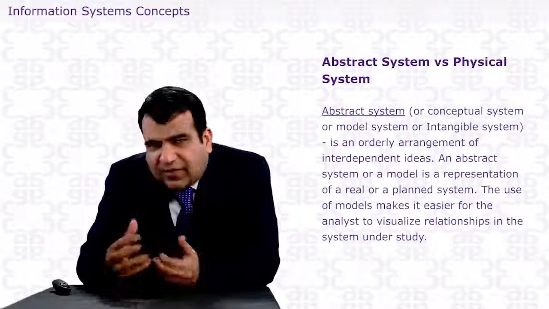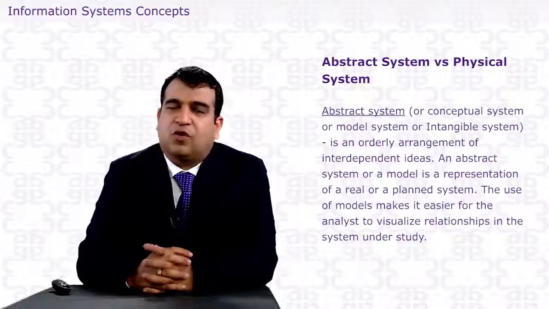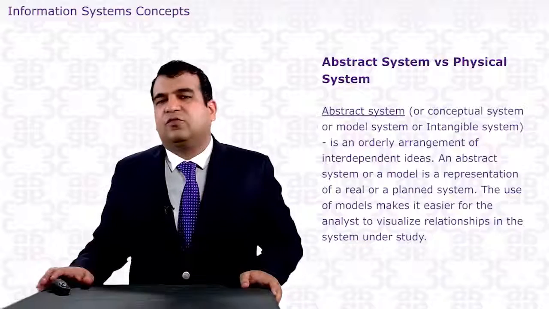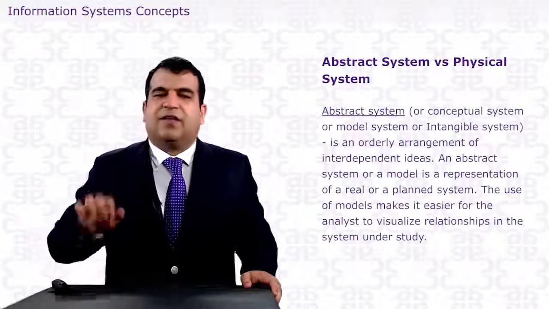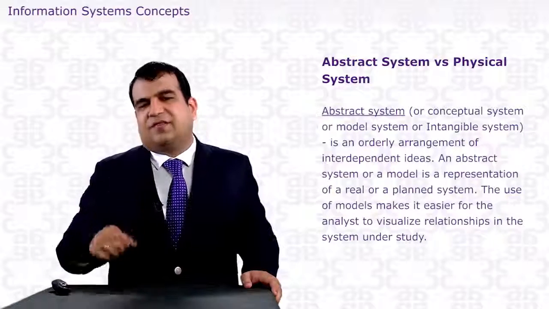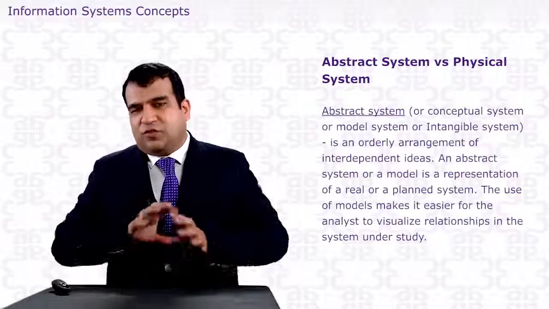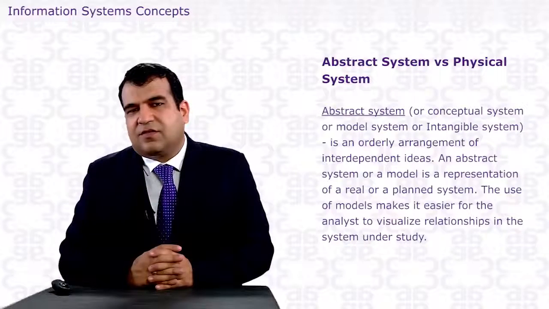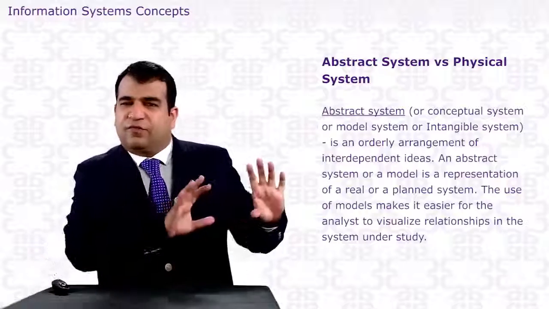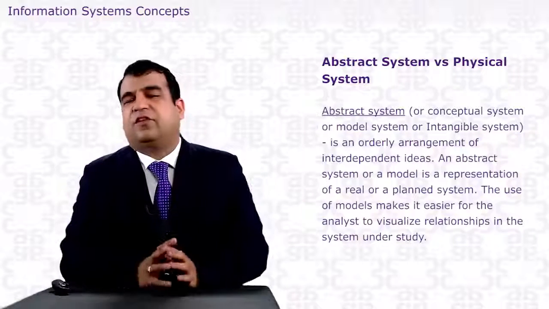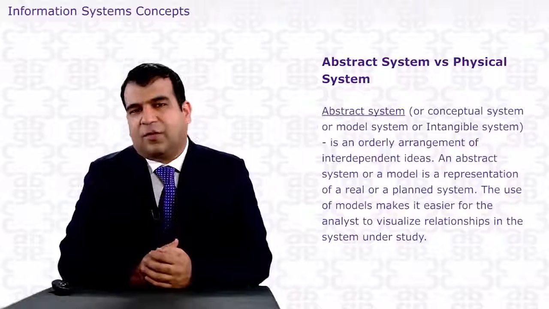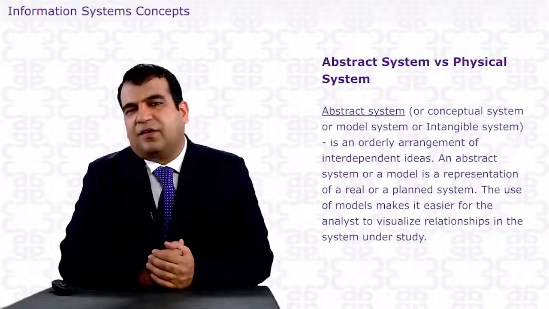Maybe we are planning that we will have this procurement process in place, or maybe we already have this procurement process in place and now we are trying to draw that. That is an abstract system. The use of models makes it easier for the analyst to visualize relationships in the study. For example, if we have a very clear flow chart or drawing given, it is easier for us to understand what this model or drawing is talking about. That is an abstract system.